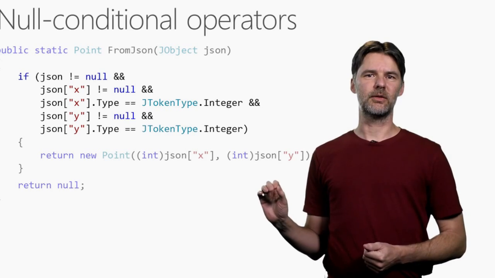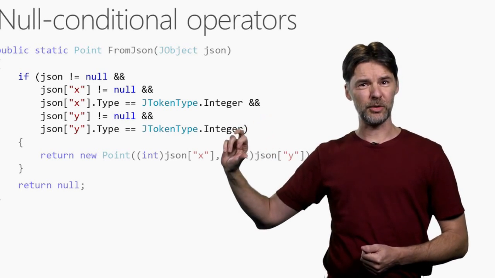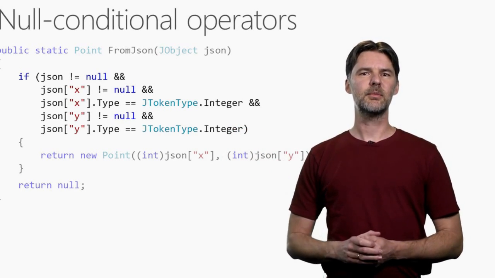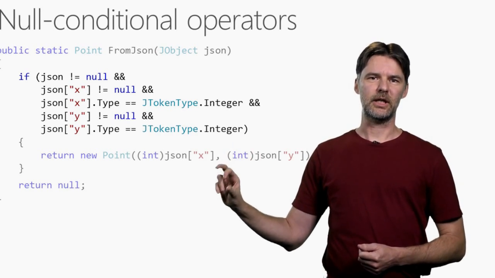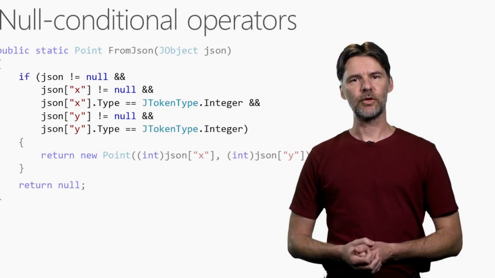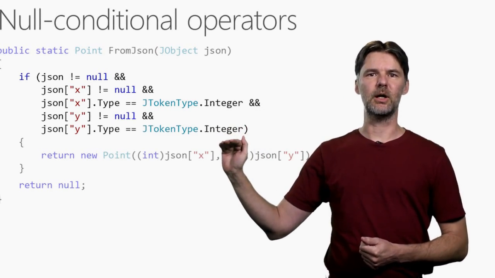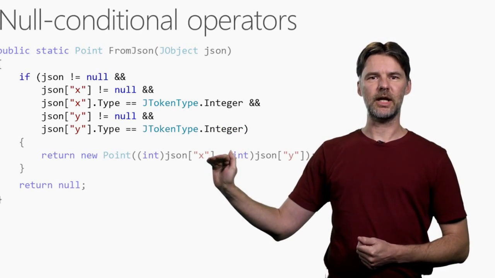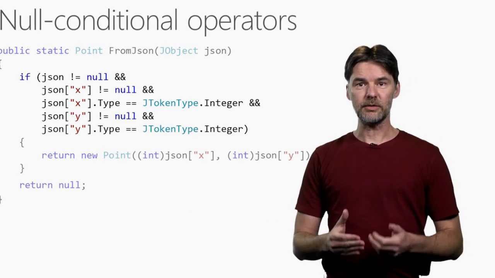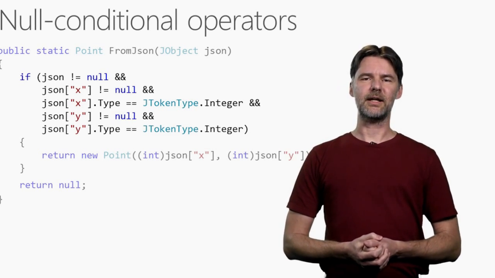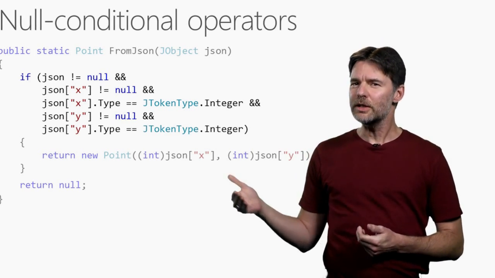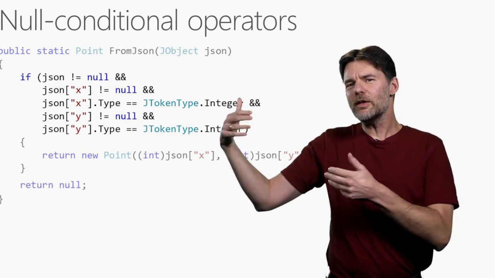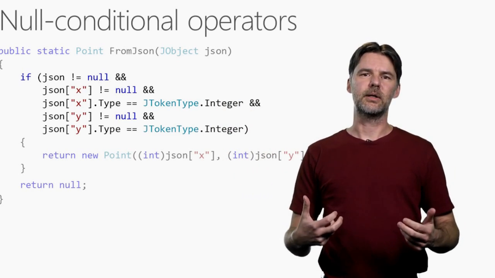The bulk of the method, though, is taken up by checking before you do that you actually can do it. And most of that checking is about checking for null. First, we check that JSON itself is not null before we index into it. Then we check twice here that the result of indexing isn't null before we access its type property. Null conditional operators are about making all this null checking here fade into the background.